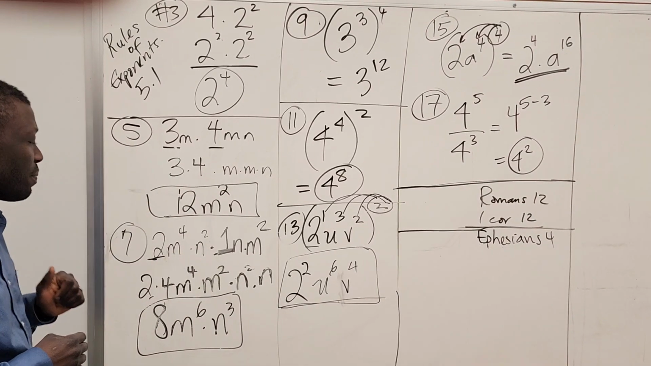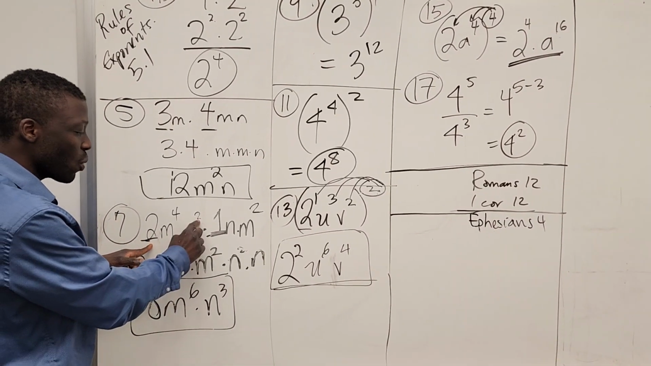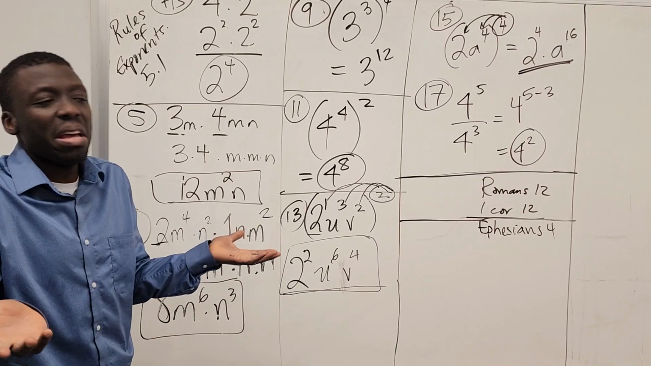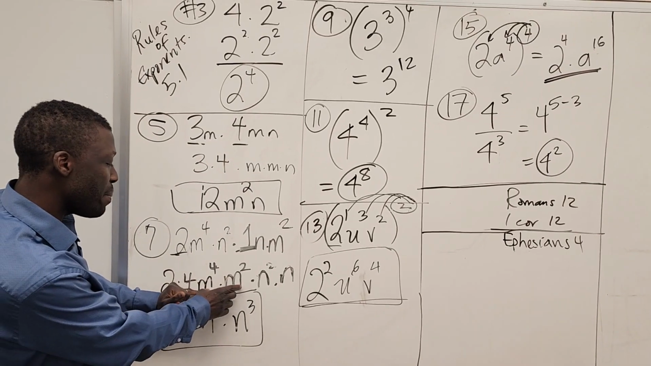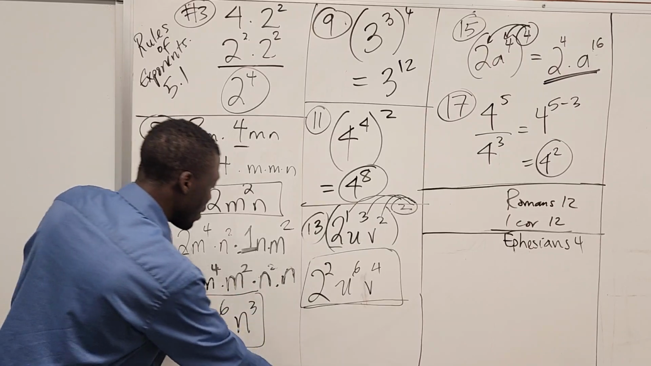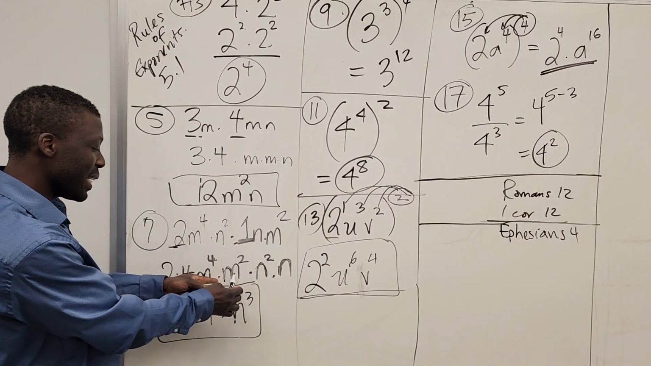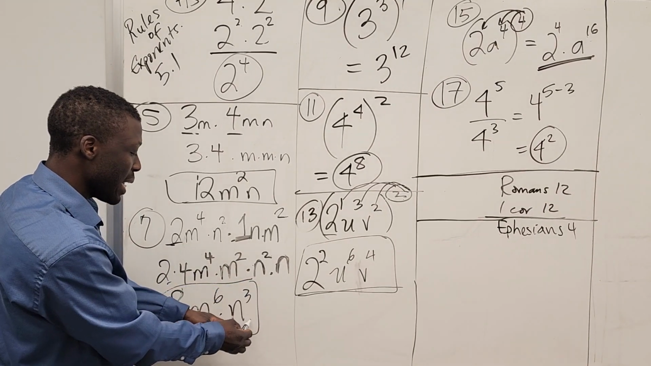Okay, that's number 5. Number 7, we basically have 2m to the 4th times n squared times 1 and m. The 1, by the way, just forget it. Anything times 1 is itself, so you don't have to worry about the 1. Now we're going to move the m's next to one another, m to the 4th, and m, and then we have n squared and n. So when we have this problem, we basically can add the powers here to get m to the 6th, and we can add these two and we get n to the 3rd.